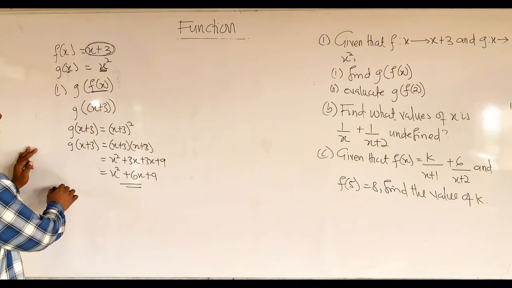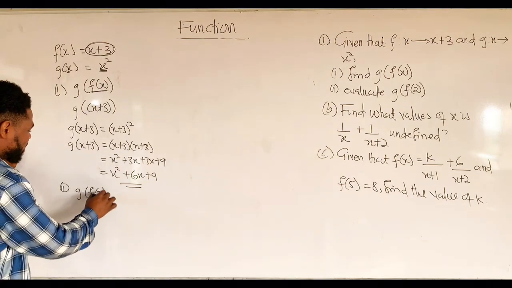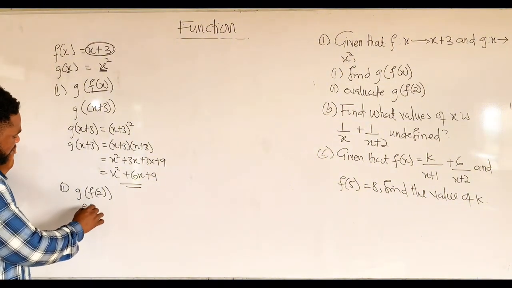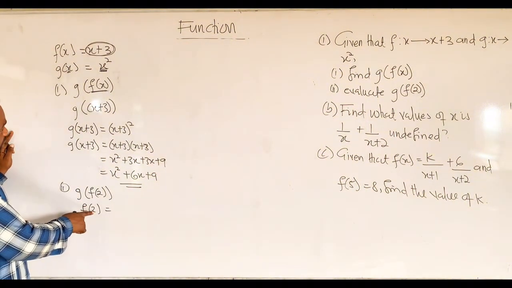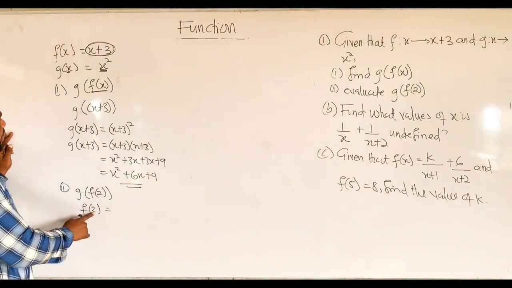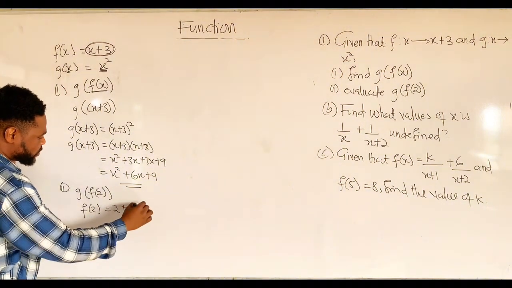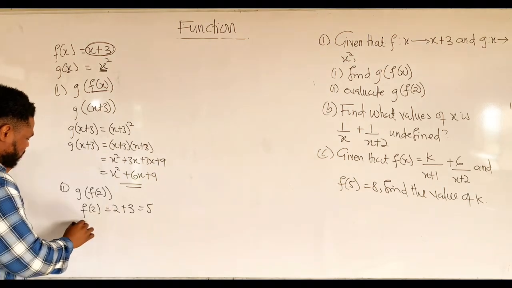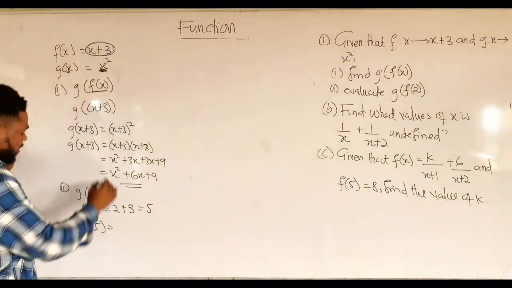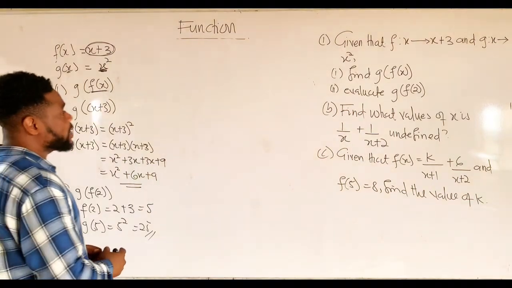Let us look at the second part. We are looking for g of f of 2. But here we don't have a problem because f of 2 is simple. F of 2 means we are going to use f of x, where our x is represented by 2. So anywhere we see x, we fix 2 there. Here, f of 2 will give us 5, so we can easily find g of 5. We fix our 5 here, and it's going to be 5 squared, which will be 25. So this is how we can analyze this.